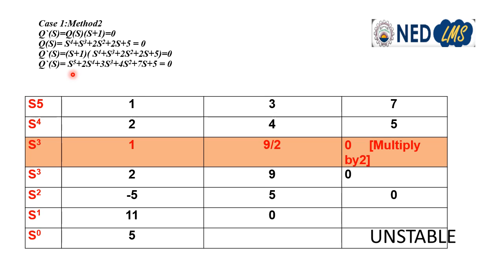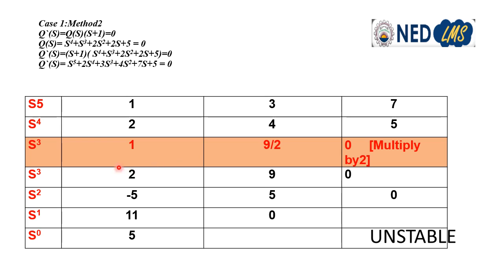So we'll start with s raised to the power 5, and we'll continue the first column: s raised to the power 5, then s raised to the power 4, then s cube, then s square, then s raised to the power 1, then s raised to the power 0. So again we fill the first two rows by using the coefficients. The coefficient of s raised to the power 5 is 1, s cube is 3, and the coefficient of s is 7. So we have written here in the first row 1, 3, 7. The coefficient of s raised to the power 4 is 2, the coefficient of s square is 4, and the constant is 5. So we have put here in the second row 2, 4 and 5.